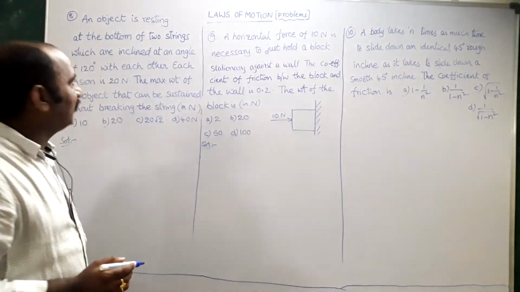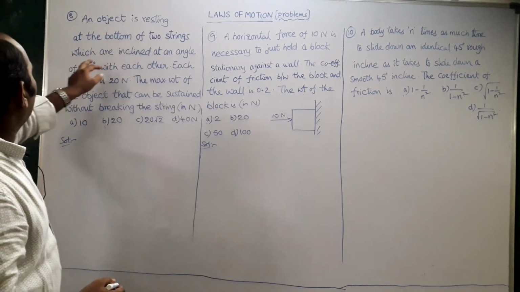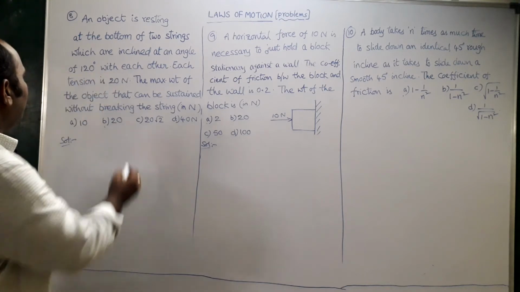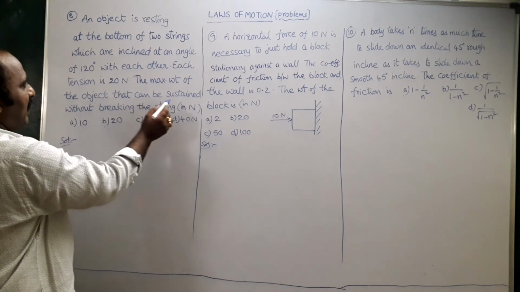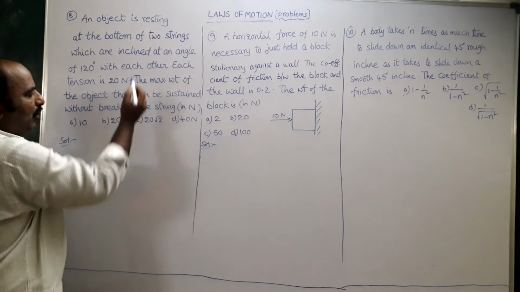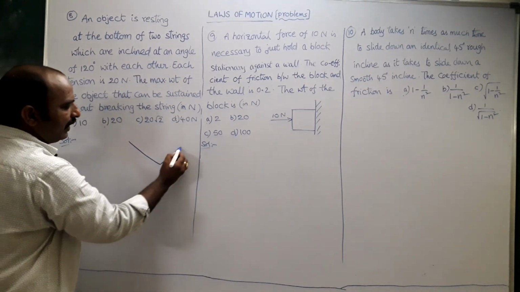And see another one. An object is resting at the bottom of two strings which are inclined at an angle of 120 degrees with each other. Each tension is 20 Newton. The maximum weight of the object that can be sustained without breaking the string is. Here, two strings are inclined at an angle of 120 degrees.